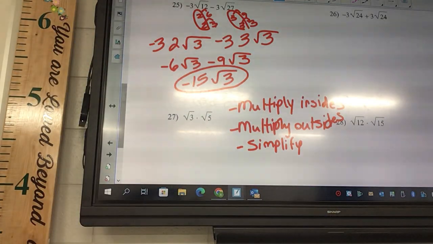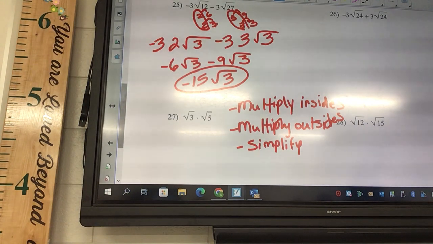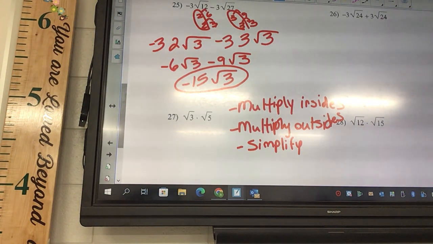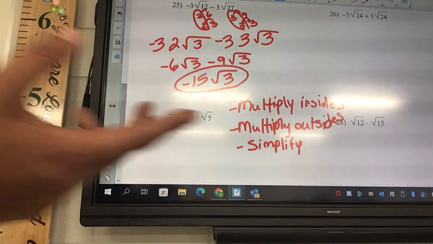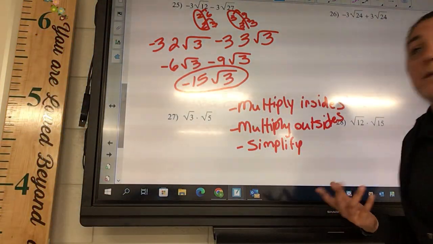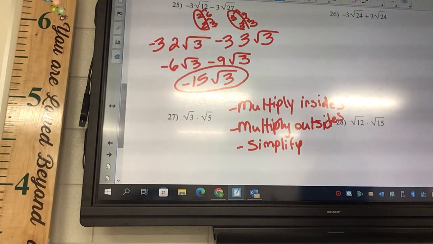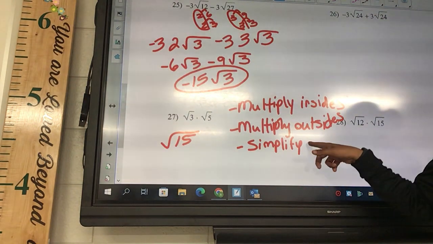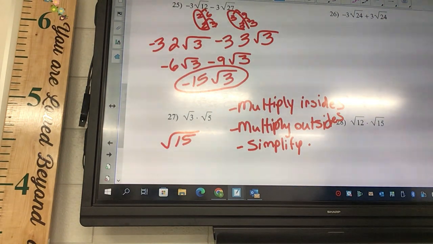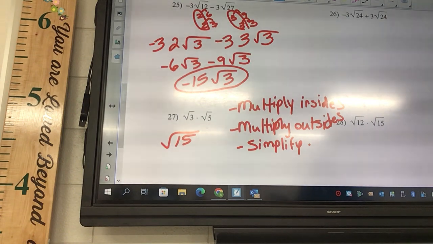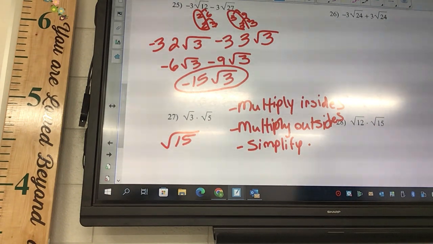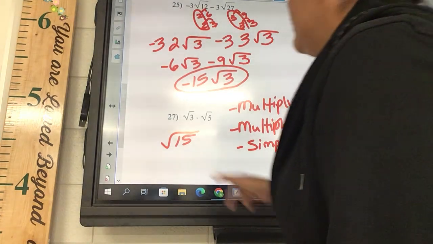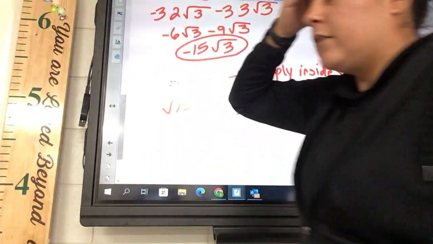Okay, 27, for multiplication, you're gonna multiply the insides and multiply the outsides together, and then simplify. Essentially, they want you to just take 3 times 5, which is what? 15, okay? Now, for today's purposes, we're gonna skip the simplified step. However, on your test, you're gonna be required to do the simplified step, okay? But 15 doesn't even simplify anyway, so this problem doesn't really matter. But when you do that 12 by 15, that one would be able to simplify.